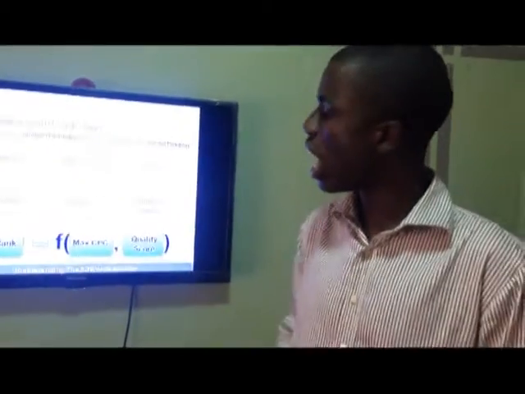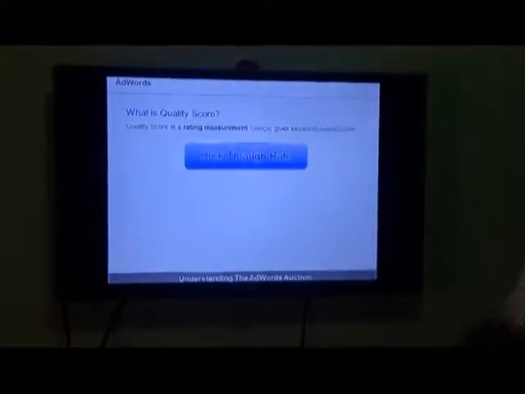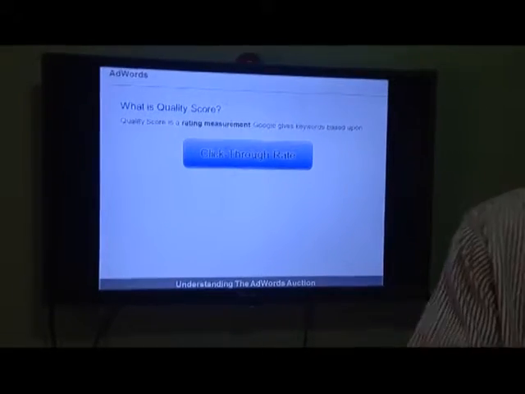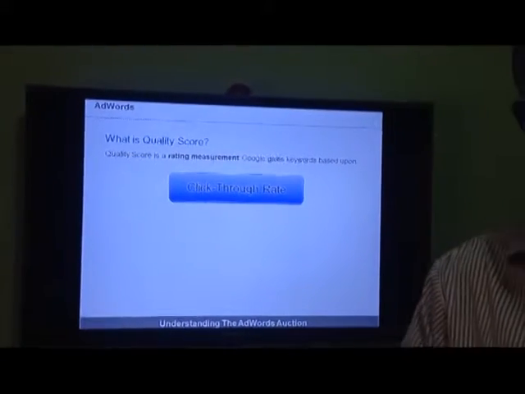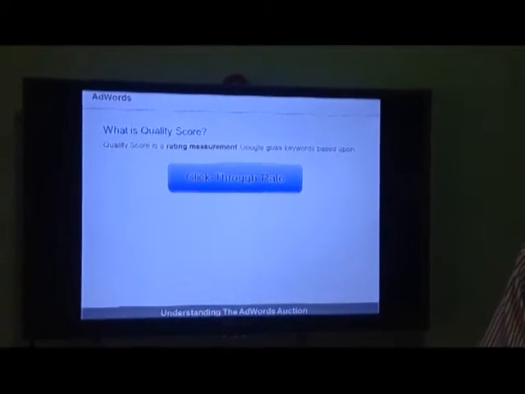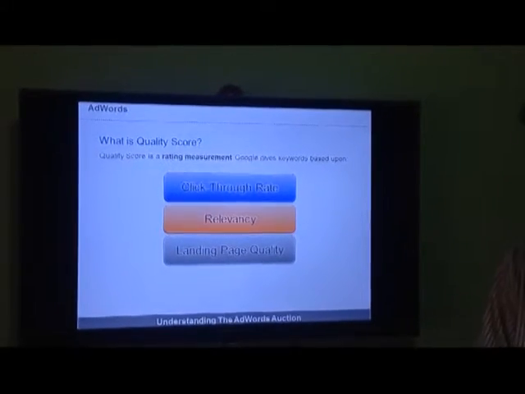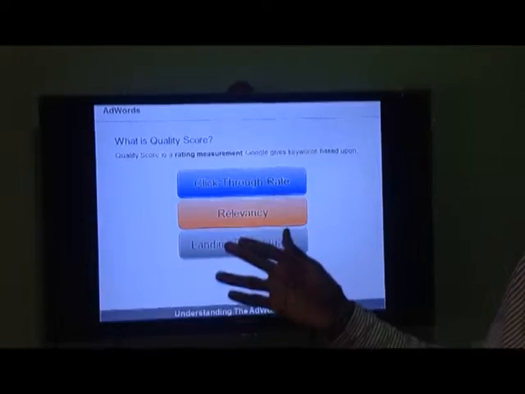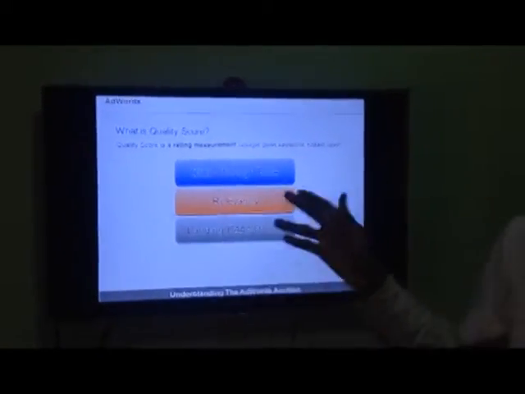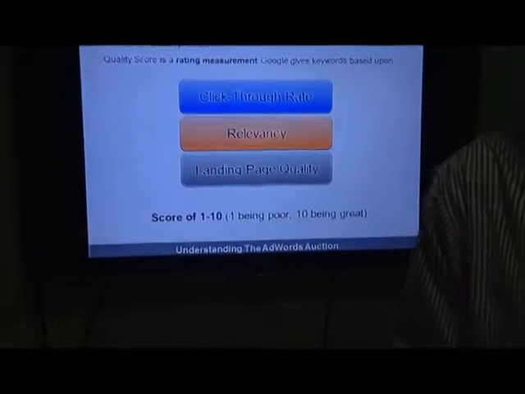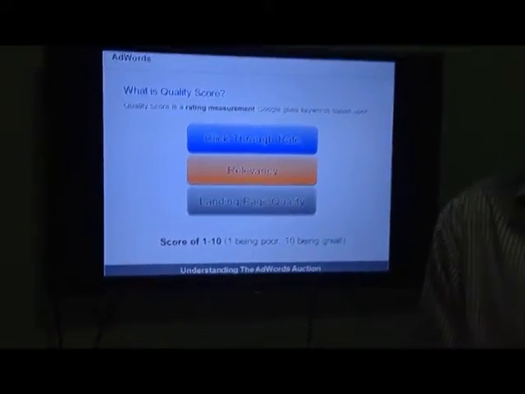So let's look at how quality score is determined. Quality score is the rating measurement Google gives to a particular keyword. The components include click-through rate, relevancy, and landing page quality. Google takes into account all these factors in determining a score. The score has a range of 1 to 10, with 1 being the least and 10 being the highest. Most of the time, attaining 10 is very difficult. So as advertisers, you have to make it a mark that you work on 7 to 10, 7 to 9 at least, so that you can improve upon it and lower your maximum CPC.